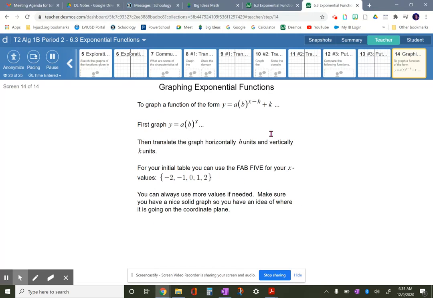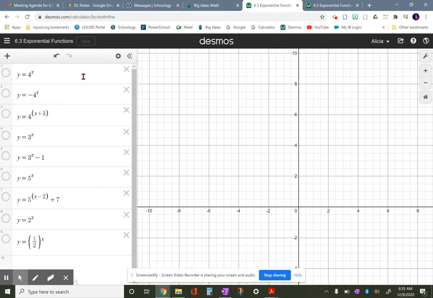So this was the last slide of your activity that you were to do. And here in Desmos, I have a whole bunch of functions. A lot of these functions come from your 6.3 homework assignment. One of the questions that came up is, if I have y equals 4 to the x, what happens when I put a negative in front? So I just went ahead and typed both of those in.